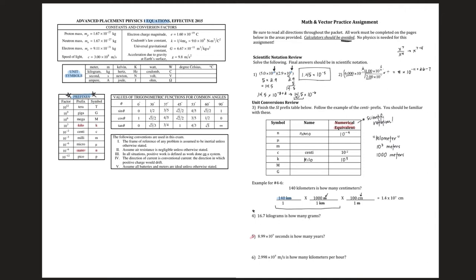Like I said, 8.99 times 10 to the 9th seconds is how many years? Remember, positive exponent means a big, big number. So we've got lots of seconds to start with. Okay, so we're going to put that number over 1, and we're going to multiply it by the next unit. We're trying to get to bigger units here. Second is a very small unit. Years is a very big unit. Okay, so we're going to use the next unit up, which is a minute. There's 60 seconds in a minute.